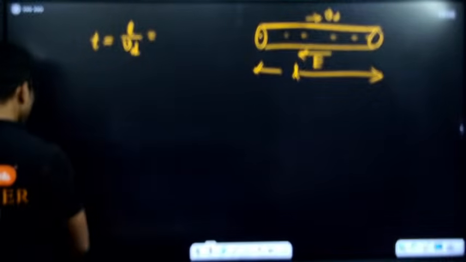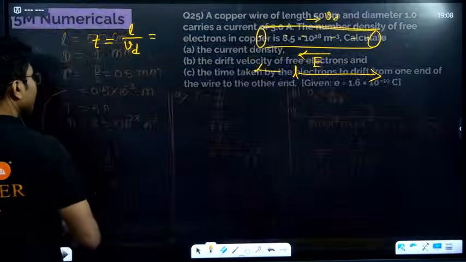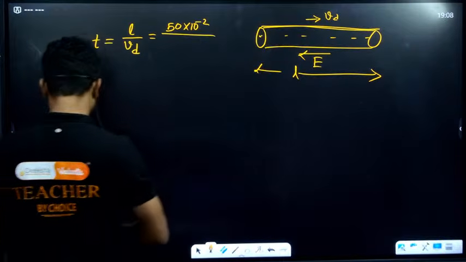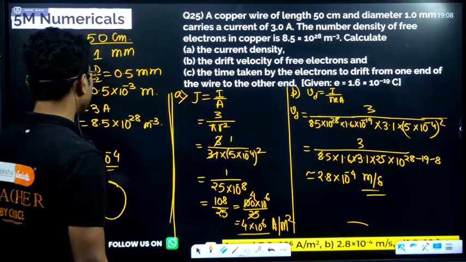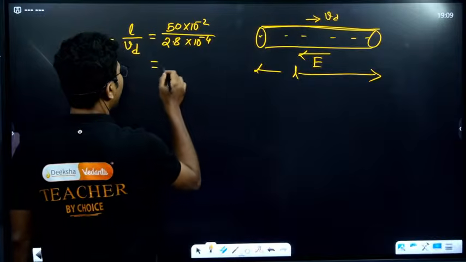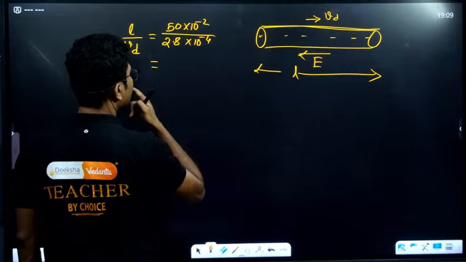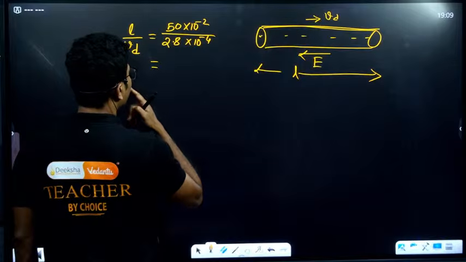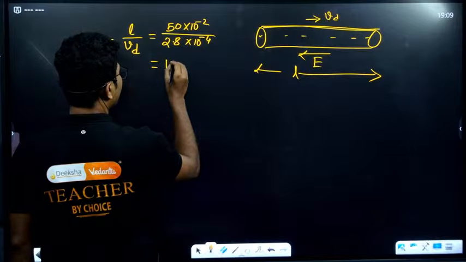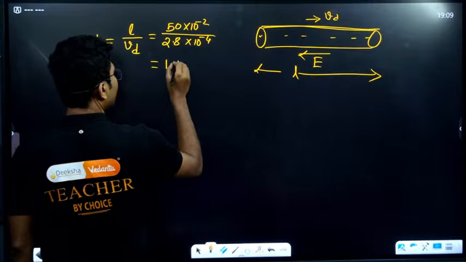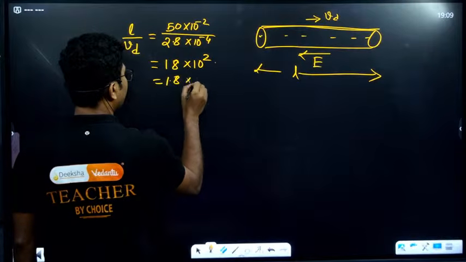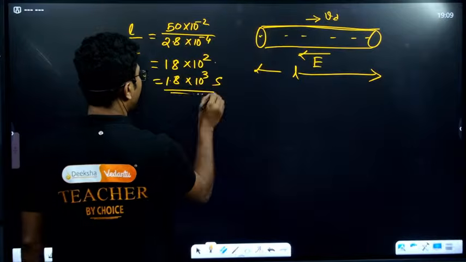Okay, what is the length? Length of the wire is 50 centimeter. 50 centimeter means 50 into 10 to the power of minus 2, divided by 2.8 into 10 to the power minus 4. So this will be approximately, not exactly, approximately 1.8, 18 into 10 to the power of 2 seconds, or 1.8 into 10 to the power of 3 seconds. This is an approximated value.